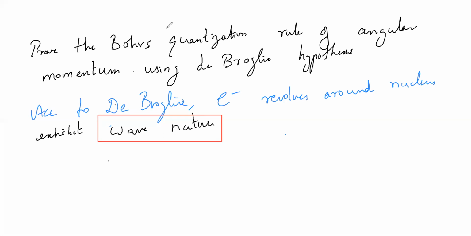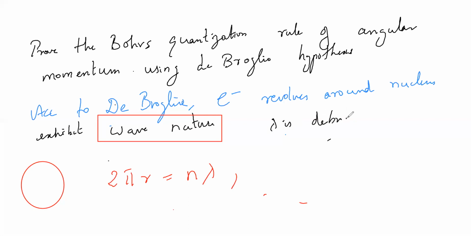Which means if you're taking the circumference here, if I'm just drawing a circle here, the circumference of a circle is what? 2 pi r. 2 pi r is equal to n, the number of waves, into lambda, the wavelength. That's it. So this lambda is called the de Broglie wavelength.